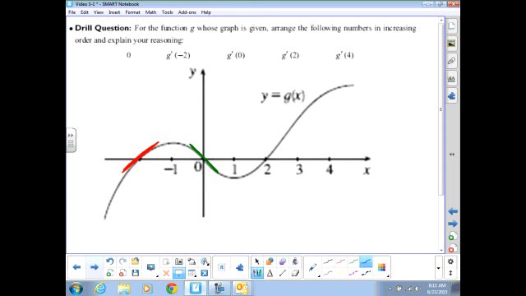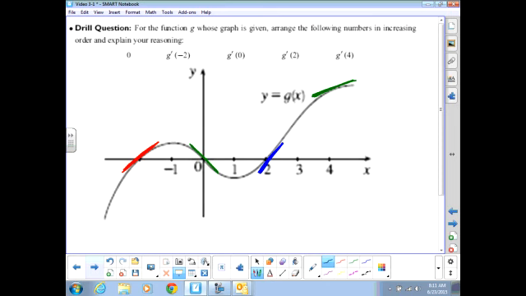At 2, the slope of our tangent line is positive. And at 4, the slope of our tangent line is positive again. So we want to put these in increasing order. So we want the smallest one first.